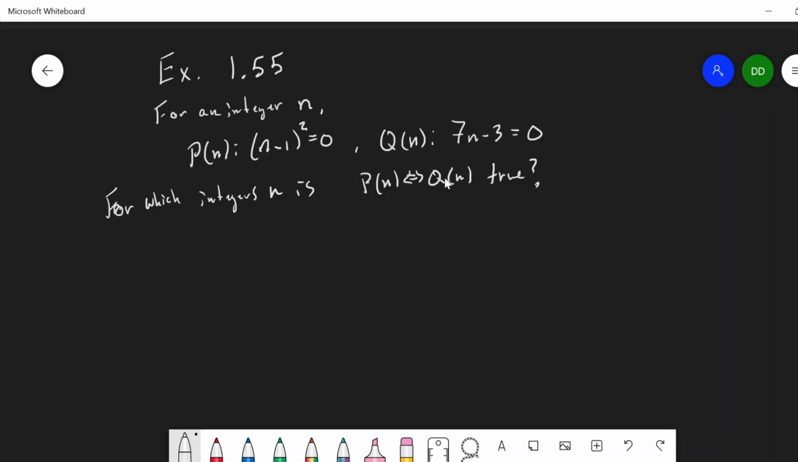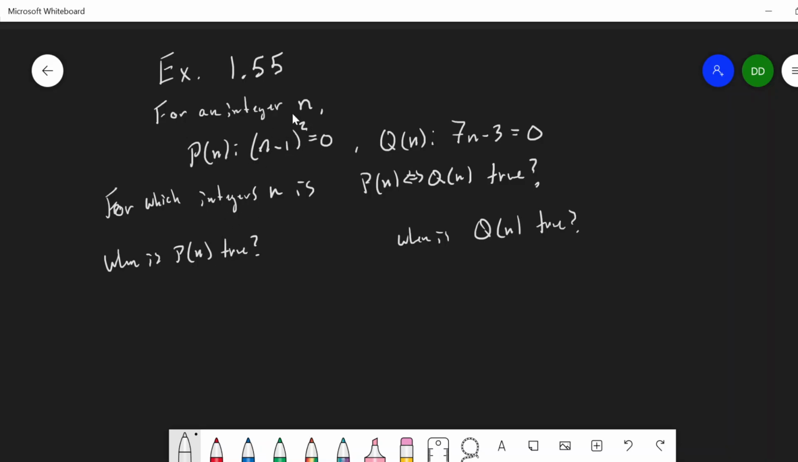So it makes sense when solving a problem like this to first figure out when P of n is true and when Q of n is true. Then we can use the truth table definition of this to figure it out. So we'll ask those questions. When is P of n true? And when is Q of n true? That's where we'll start. So what does it take for P of n to be true?